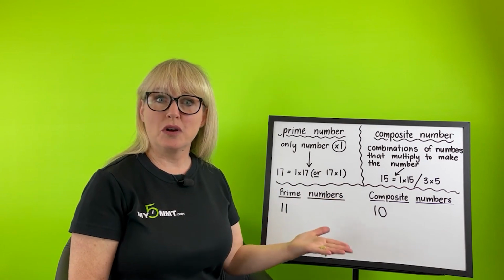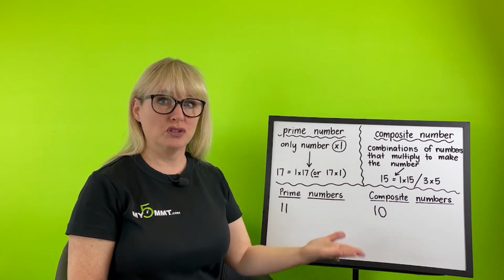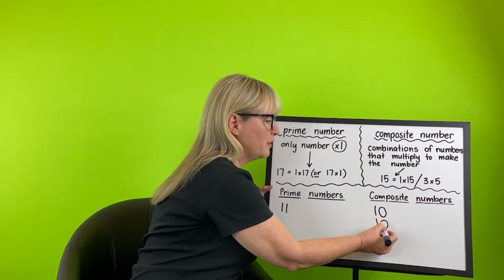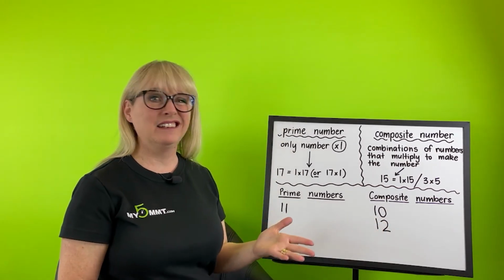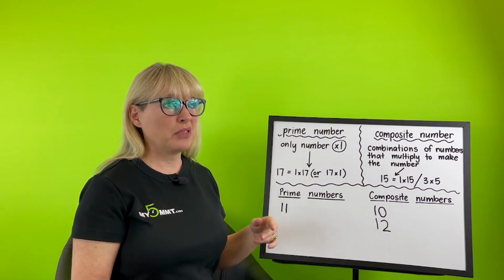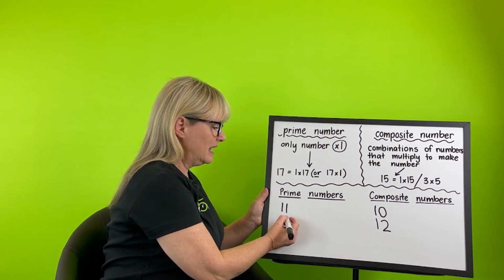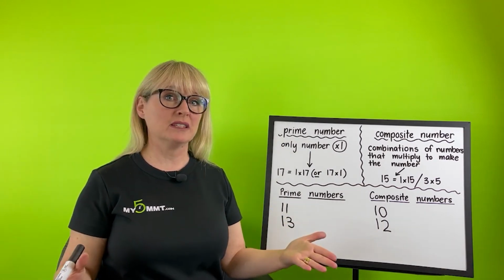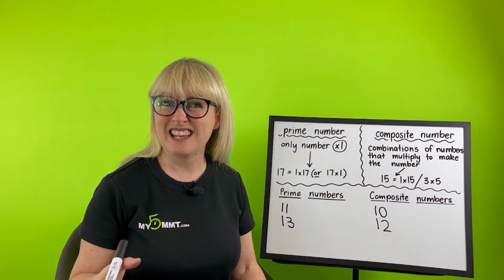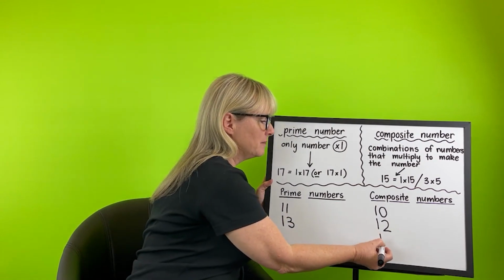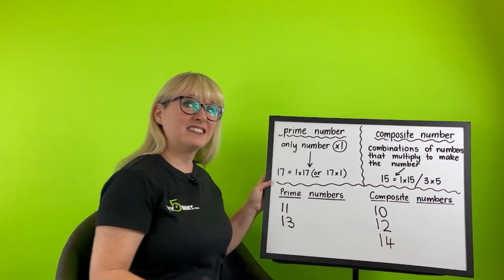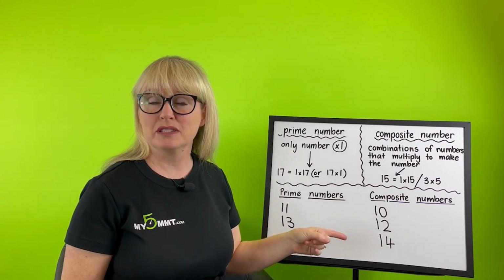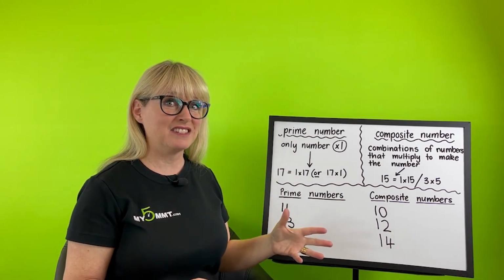12, I can do 12 times 1. I can do 2 times 6. I can do 3 times 4. There are so many different ones. 12 is composite. 13 is only 1 times 13, or 13 times 1. So 13 is prime. 14, I can do 14 times 1, but I can also do 2 times 7. So it's composite. Now, we could start to think that every odd number is prime and every even number is composite, looking at this pattern that's developing.